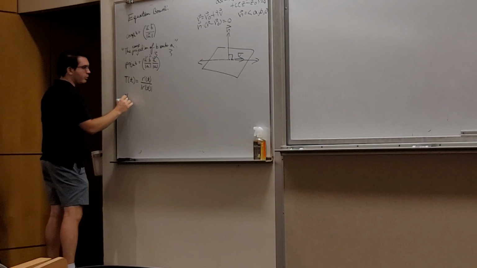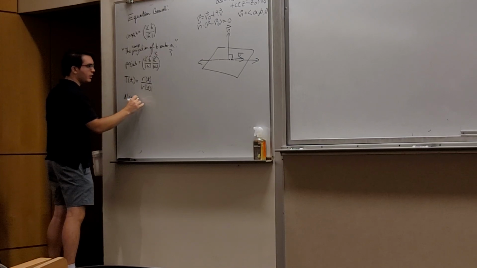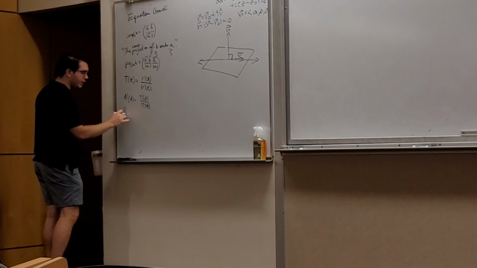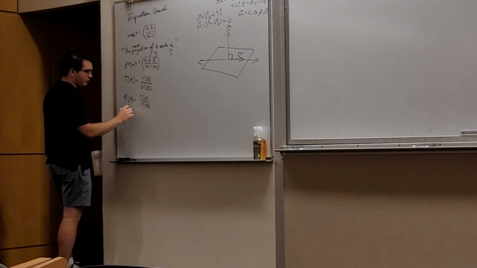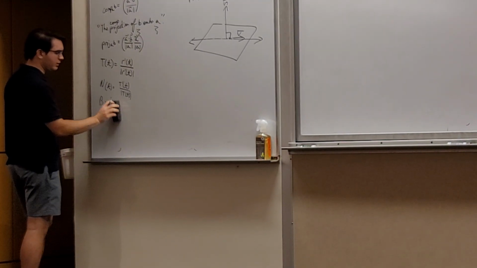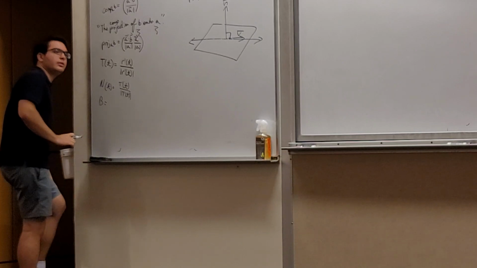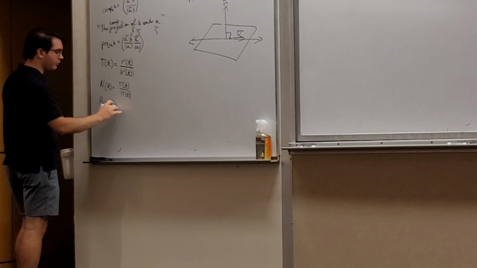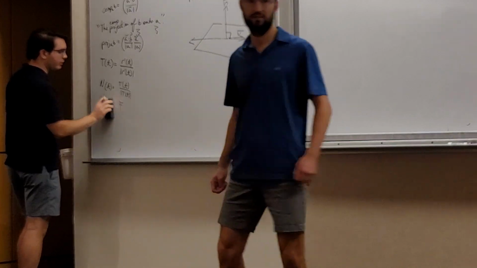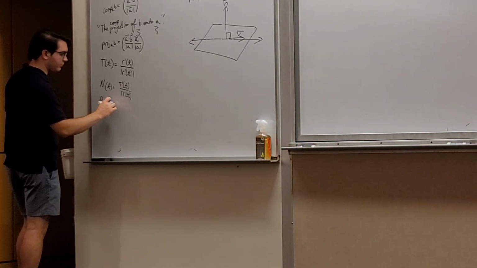Then I also have the normal vector N of t, which is T prime of t over the magnitude of T prime of t. Now, B is what? T cross N. Or is it N cross T? I think it's N cross T. Yeah. We can look at it. No, I don't think so. It's T cross N. Okay, T cross N.